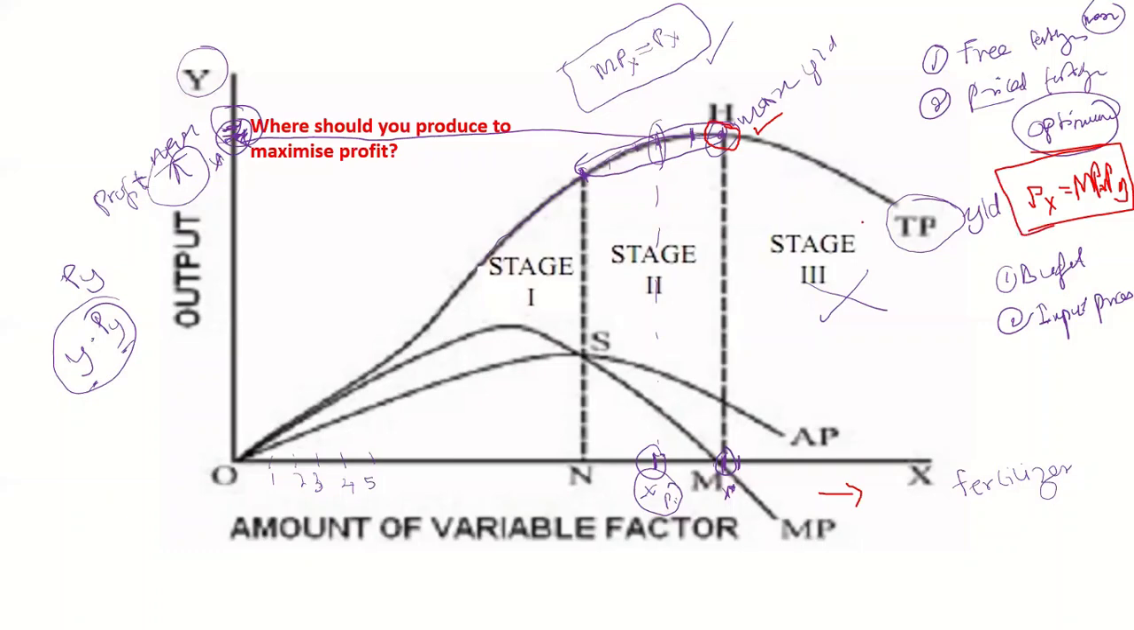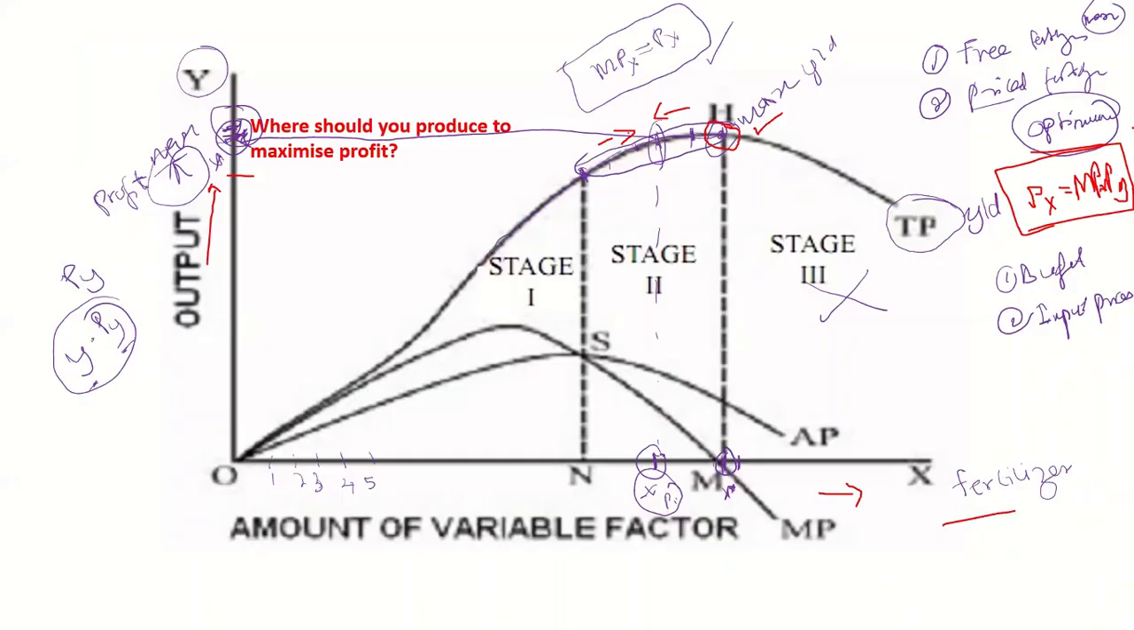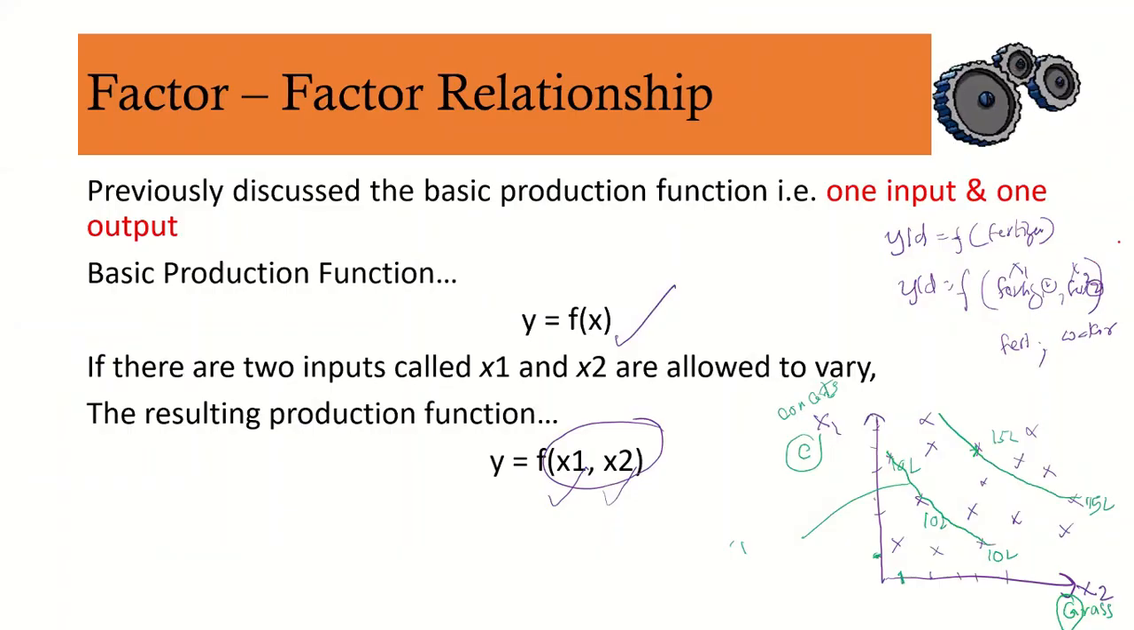And when you do that, you can see as prices change, this point will shift, right? So prices will determine the optimum amount to use and also the corresponding optimum yield that you will get. Because these are the constraints that the producer will face, isn't it? So this is the input price, and this is the output price. Then the factor-factor relationship.